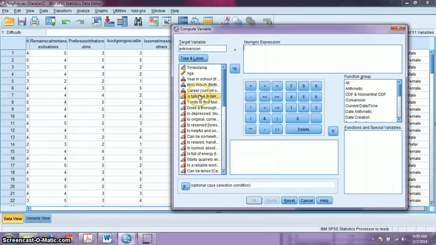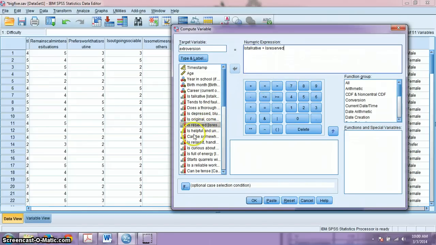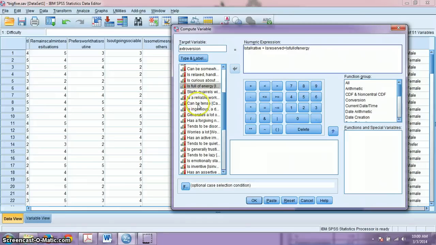So let's try to do this. It's talkative, I'm going to add that, and then I'm going to hit plus. Reserved. Full of energy. Oh, I need to put a plus here. Plus generates a lot of enthusiasm. Plus tends to be quiet. Plus, okay, there might be a couple more.